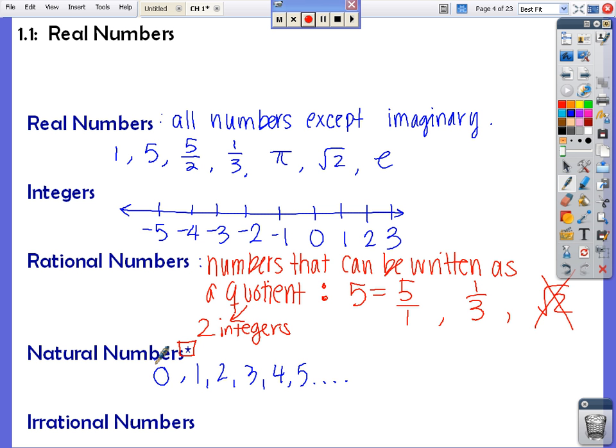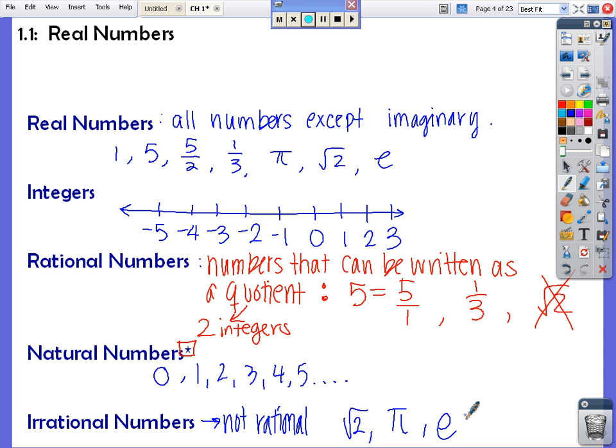Irrational numbers are the numbers that are not rational. And the ones that are not rational would be things like root 2, which can't be written as a fraction. Pi can't be written as a fraction. E cannot be written as a fraction. So these are the type of definitions that you will need to know.